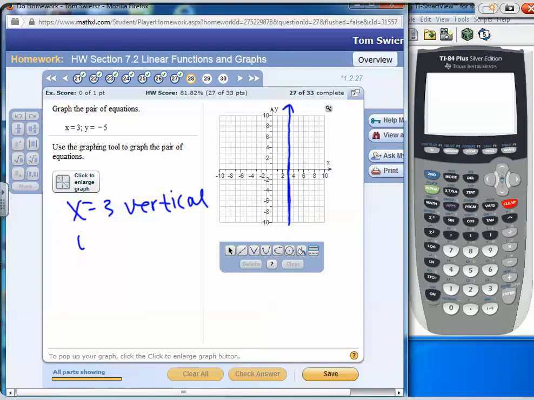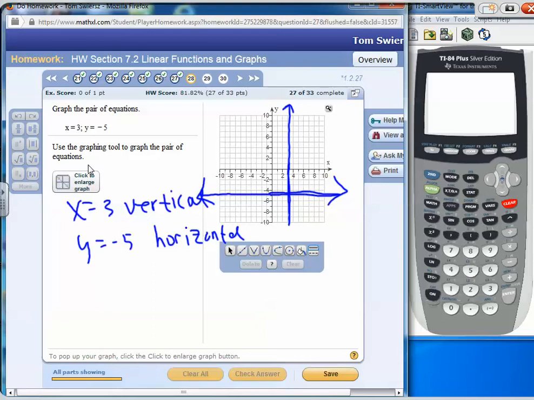And then the y equals -5. Y equals something is always a horizontal line. -5 is 5 units below. So it would be about right there again. My orientation is off. So you got to draw these two lines.